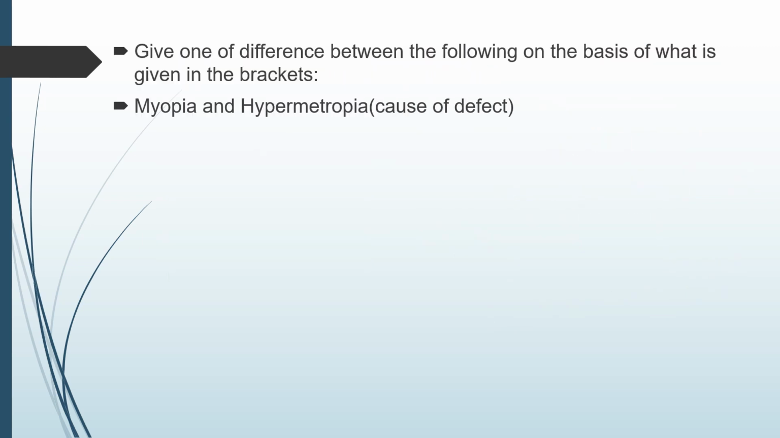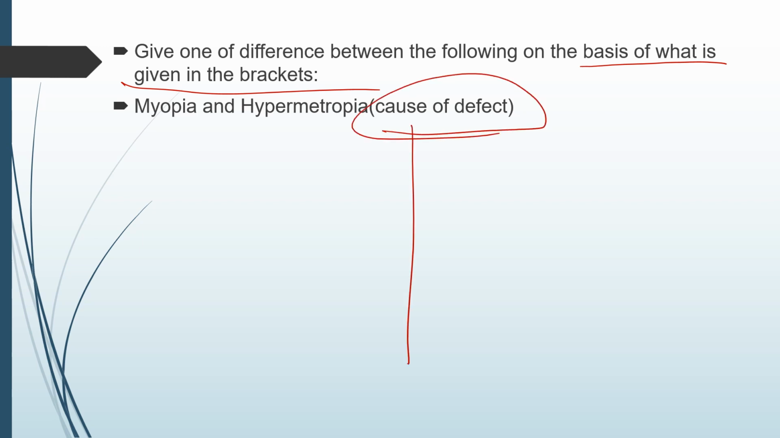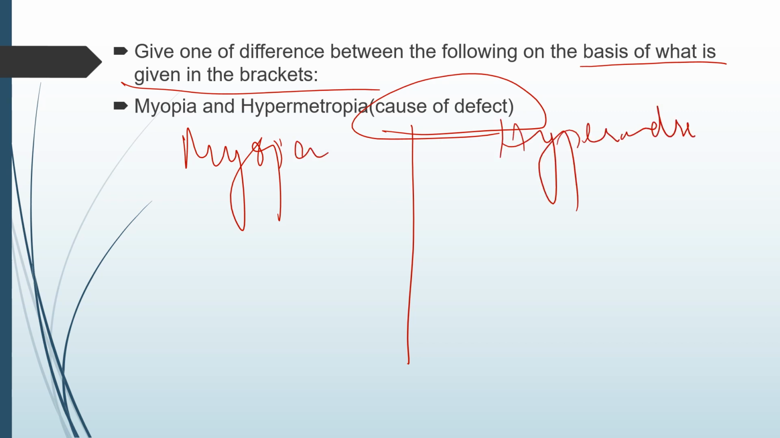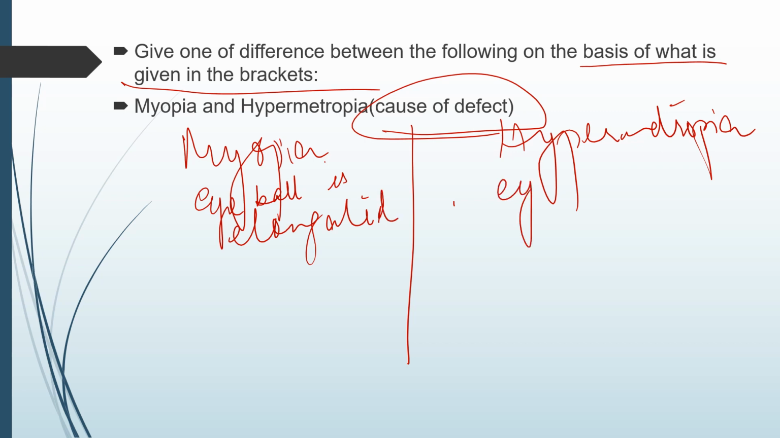Now this question is a bit different. They have not given the difference between hypermetropia and myopia. So give one difference between the following on the basis of what is given in the bracket: the cause of the defect. In the previous diagrams we have told what is happening. In myopia we can see the eyeball is elongated, and here in hypermetropia the eyeball is shortening. So shortening of the eyeball.